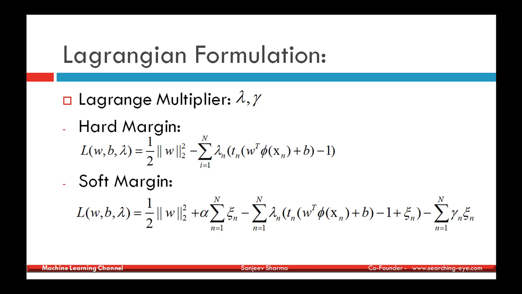So here's the Lagrangian formulation. We have already considered this Lagrangian formulation for the support vector machine. This is the formulation for hard margin, and this is the formulation for soft margin, where lambda and gamma are capital N-dimensional vectors, which are the Lagrange multipliers and also known as the dual variables.